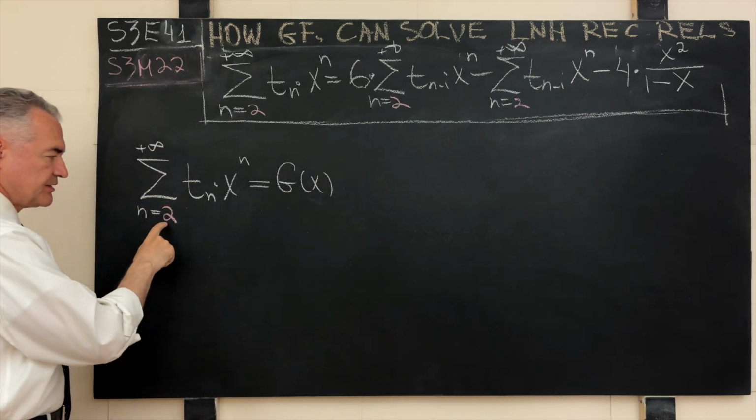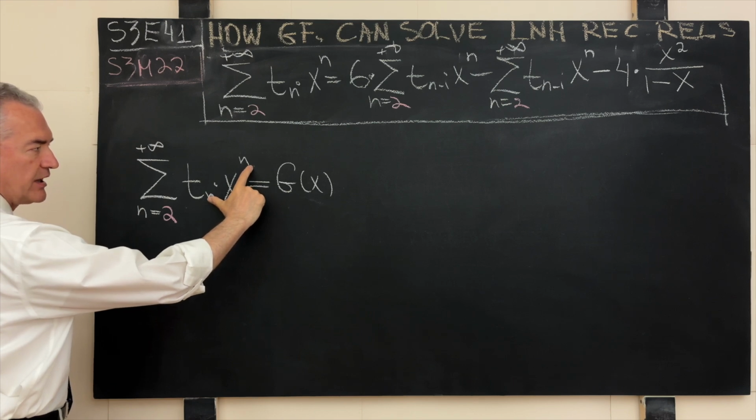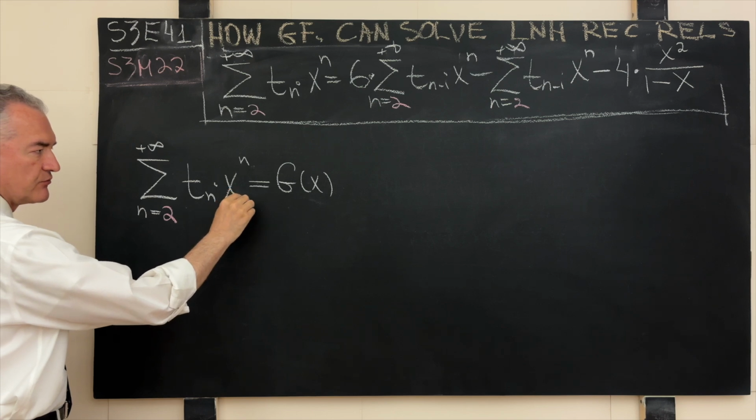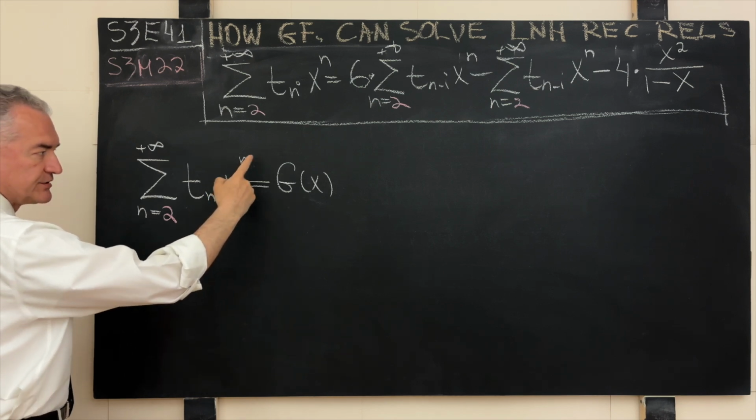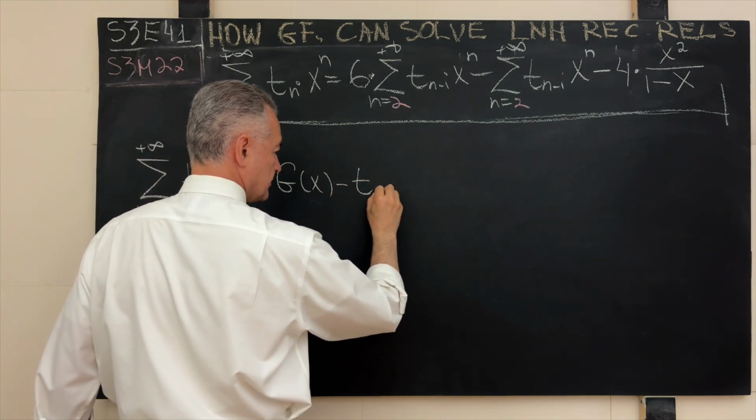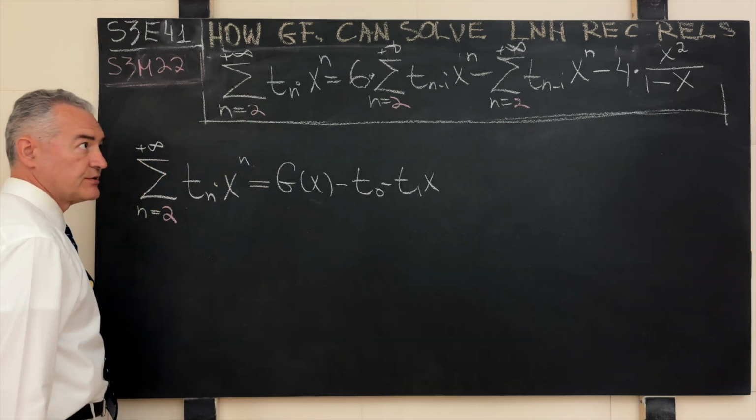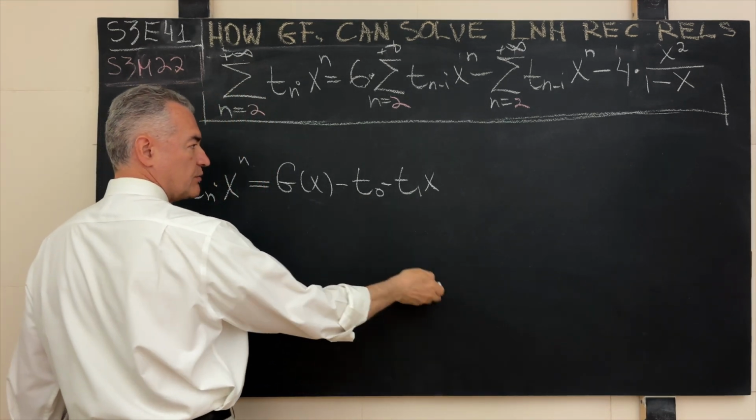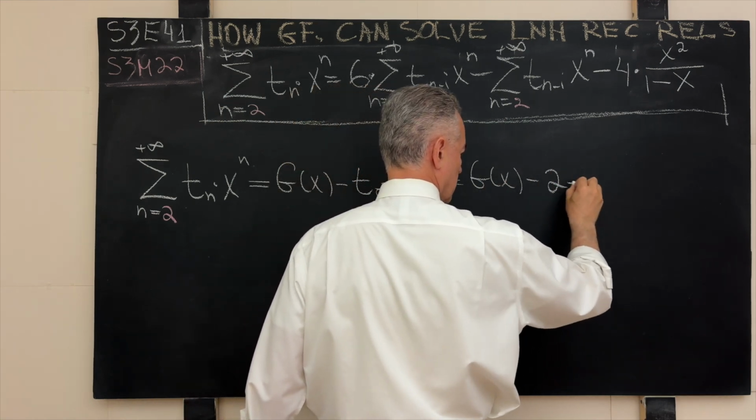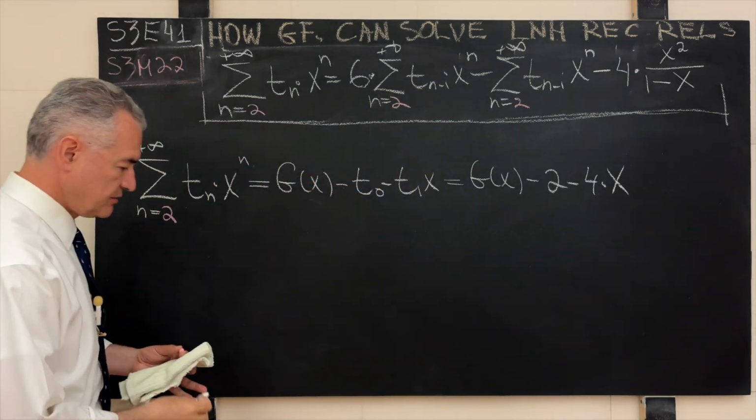that is missing the first 2 terms, because again, the powers of x and the index of the coefficient in the power series expansion of our function go in step. They match each other. So this is minus t0 minus t1x. This is what it is. But we know these particular numbers, so here we have g of x minus 2 minus 4 times x. This is it. This is quite straightforward.